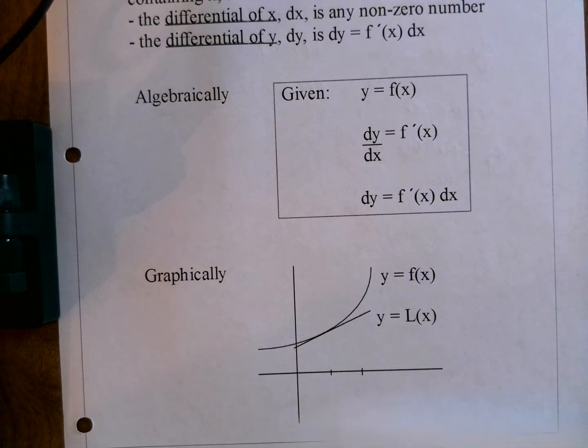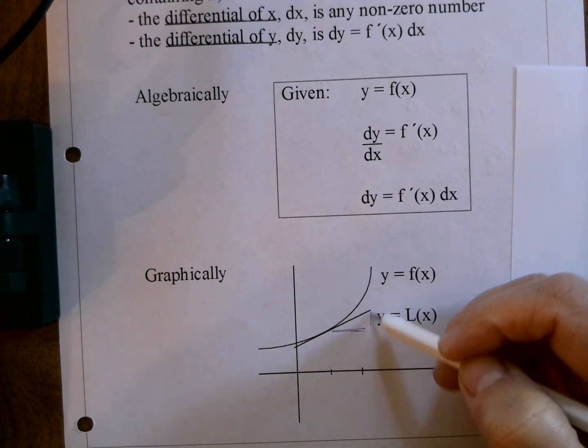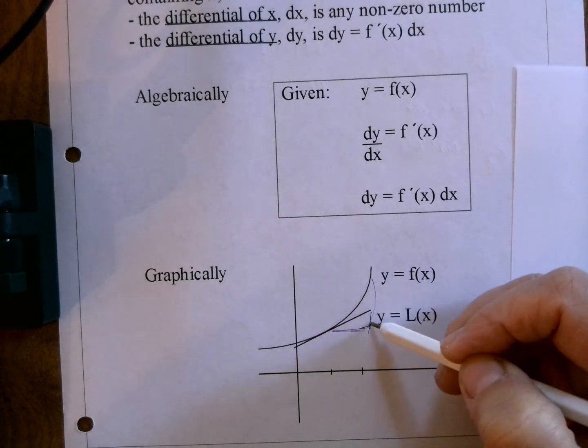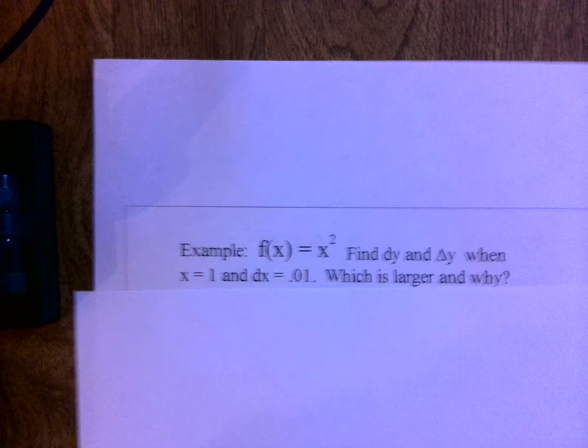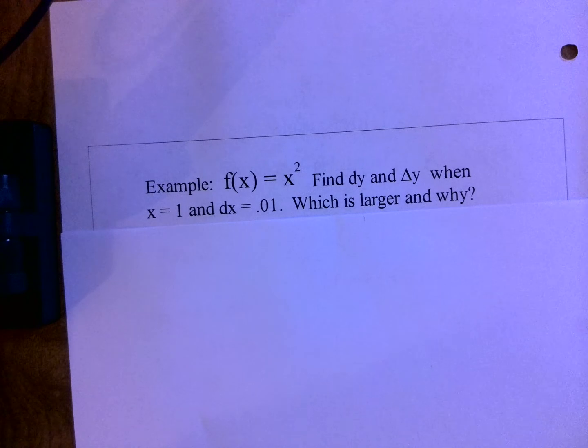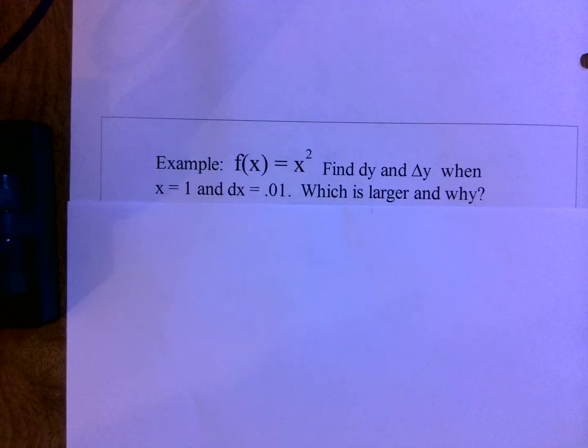And then graphically, again, it's the dx and dy and delta y. And here's one example. If f of x is x squared, we want to find dy and delta y when x is 1 and dx is 0.01. And we don't do much with this in this class because it generally needs a calculator and has you type things in to find the real y value and then the approximated y value.